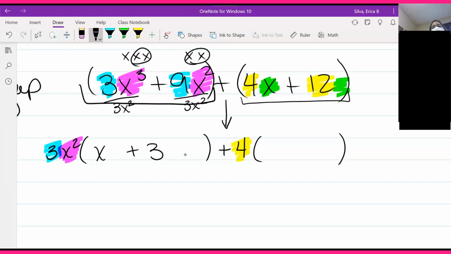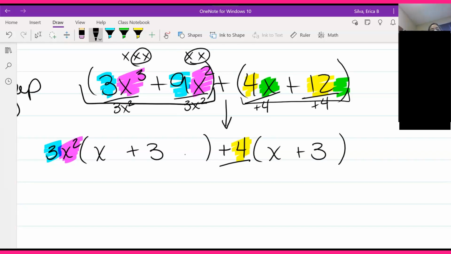So in this case, we're going to divide each term by +4. So we divide this by +4, divide this by +4. 4x divided by 4 gives us x, and 12 divided by 4 gives us a +3. Any questions so far?